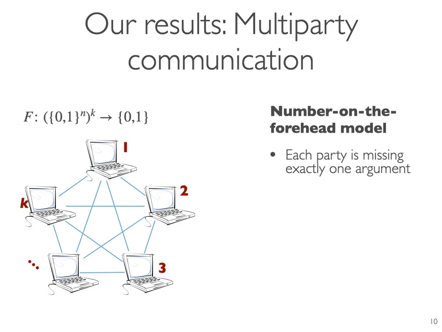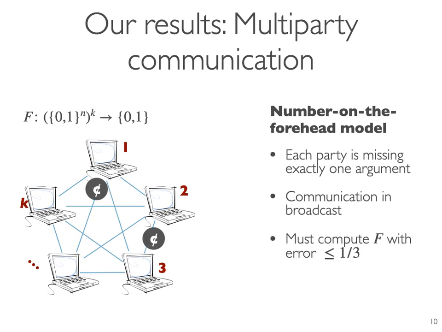The communication occurs in the form of broadcasts, and the parties additionally have access to a shared source of random bits, which they can use to decide which messages to send at any point in the protocol. They're required to compute f on every input with probability of error at most a third. The multi-party communication complexity of AC0 has been actively studied for more than 15 years. Our work finally closes this line of research.